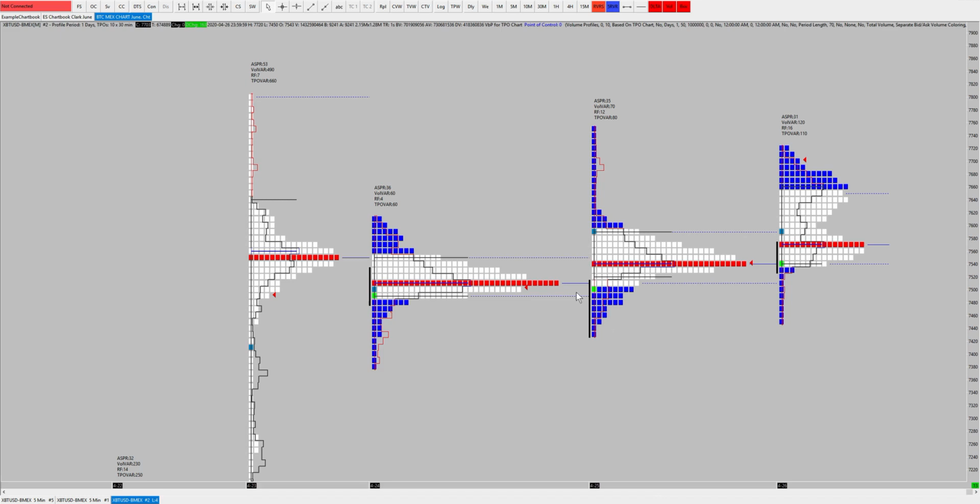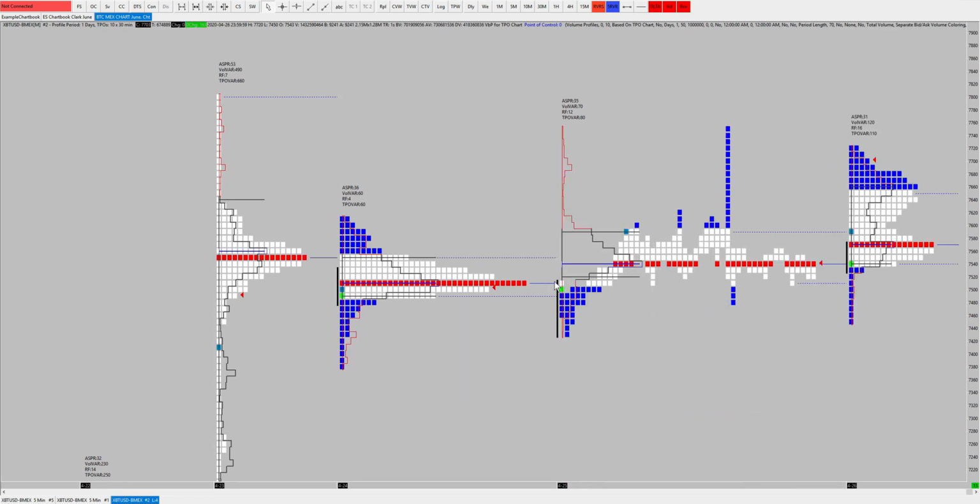So the initial balance is just showing us where we have opened for the first hour of the day, the range of prices. If we open this, you'll see that the initial balance is the first TPO period and the second TPO period from high to low.